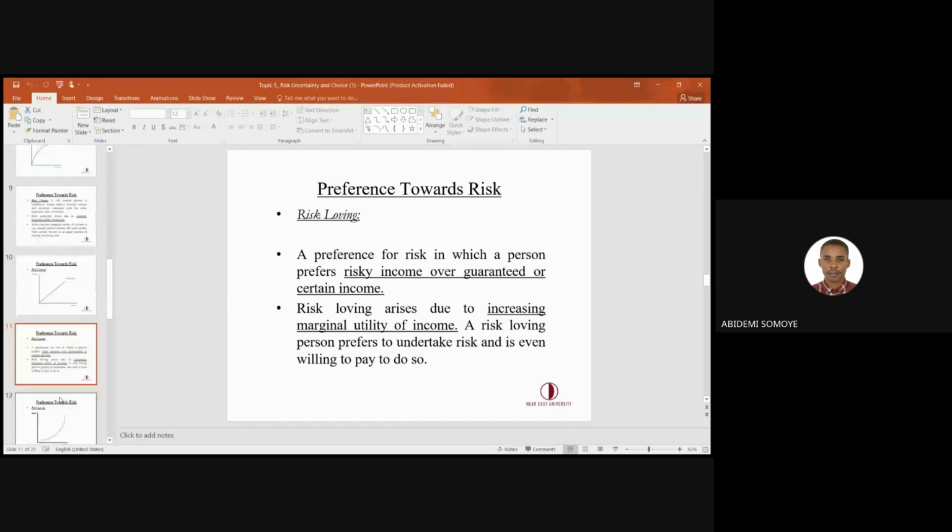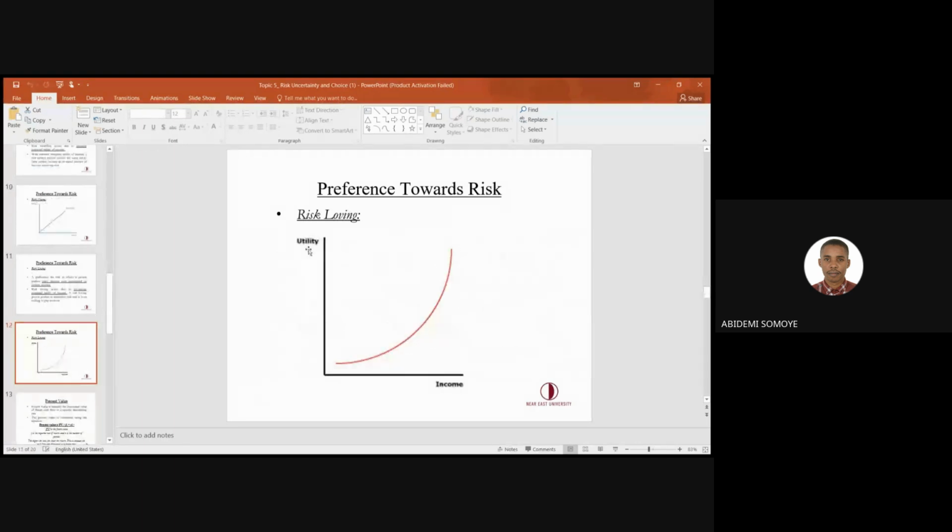And this is what the graph looks like. The total utility is curved out. You can see.